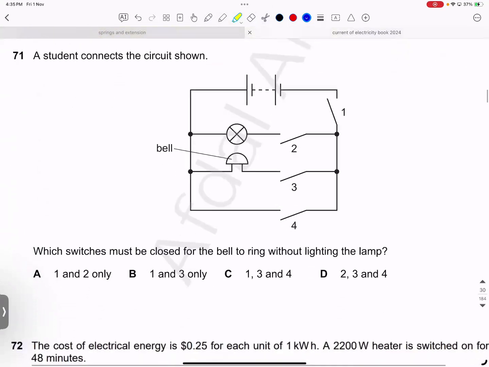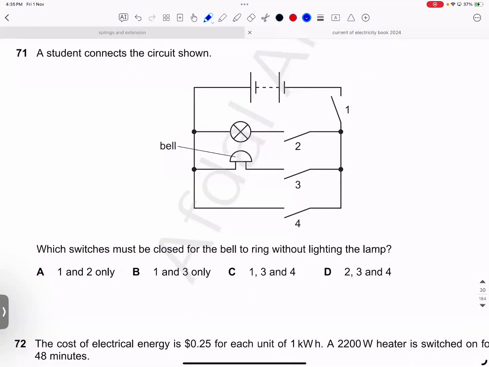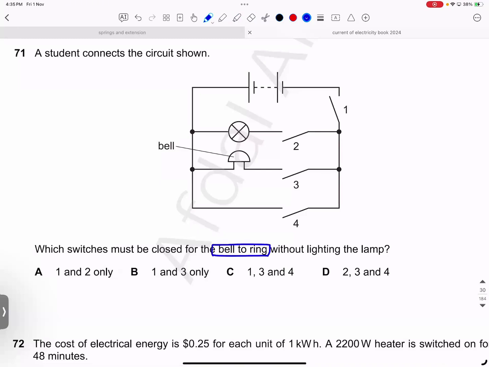Question number 71. It's a very easy question. A student connects the circuit as shown. Which switches must be closed for the bell to ring without lighting the lamp? You want to ring the bell. You don't want the lamp. So the bell should be on. Lamp should be off. So let's go. Current comes. It should pass through the bell and complete the circuit. That's it. So which switches should be closed? 3 and 1. Option B. Because the lamp has to be off.